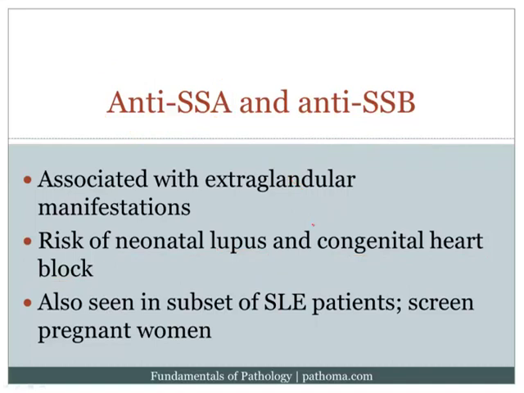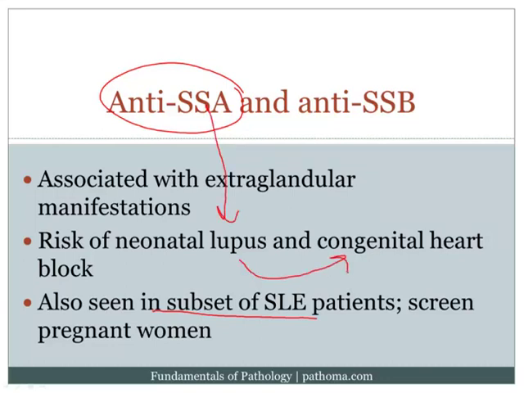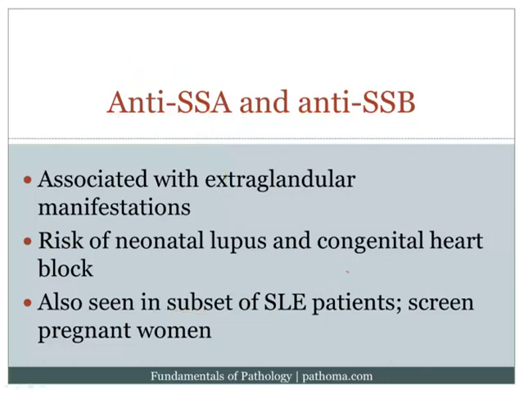Now interestingly, you can also see SSA and SSB in a subset of patients with lupus. So there is a fairly significant subset of patients with lupus that can also have SSA and SSB. And this is important because if they have SSA or SSB, they would again have the risk of neonatal lupus and would again have the risk of congenital heart block. So it's important when a patient has SLE and gets pregnant that we screen pregnant patients to make sure that they don't have anti-SSA or anti-SSB. And if they do, that we then watch for or recognize the risk for neonatal lupus with the feared complication of congenital heart block.